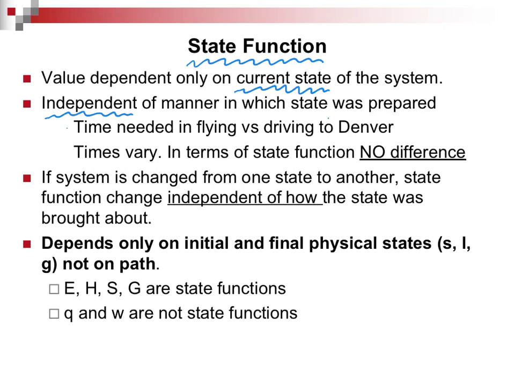So I'm going to use a different example. How long does it take for you to fly to Denver versus drive to Denver? You right away will say, hey, the time is going to vary. I can do it in the air in a couple hours. It's going to take me at least 2 days to get there from Ohio. But in terms of a state function, there would be absolutely no difference. So what I'm trying to make you understand is that if a system is changed from one state to another, that state function is independent of the path.